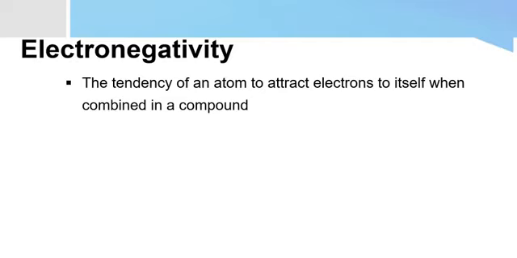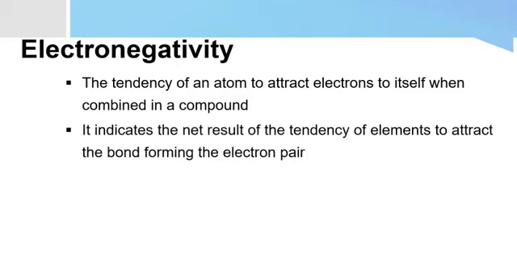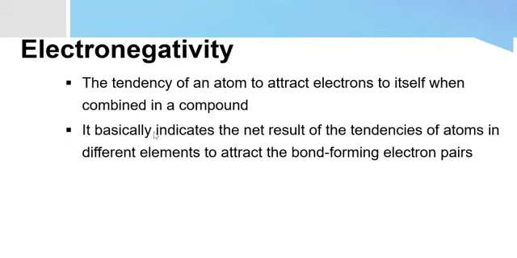The more easily it attracts electron towards itself, the more electronegative it is. If it does not attract electron easily towards itself, it's less electronegative and more electropositive. It indicates the net result of the tendencies of atoms in different elements to attract the bond forming electron pairs.